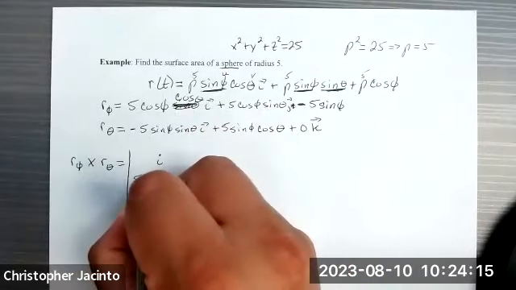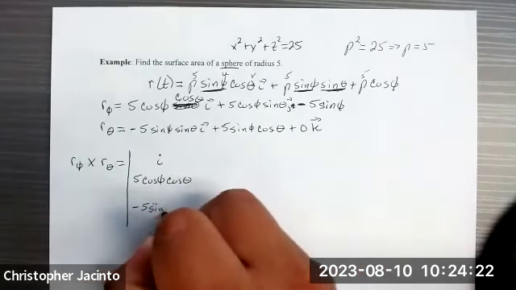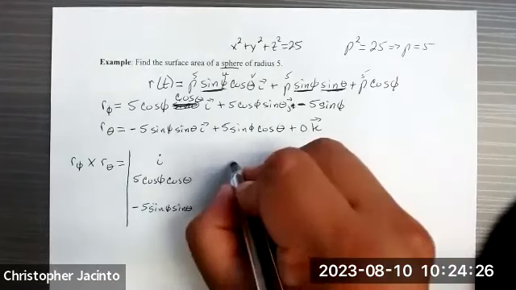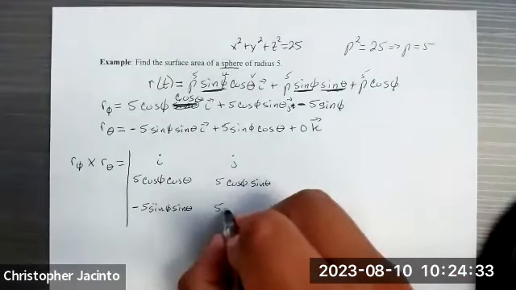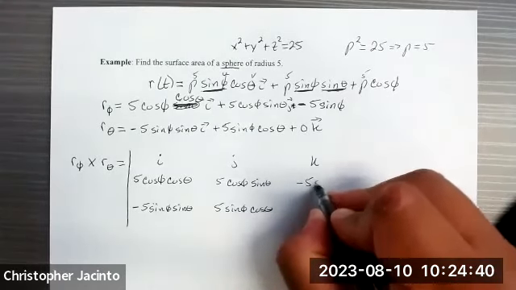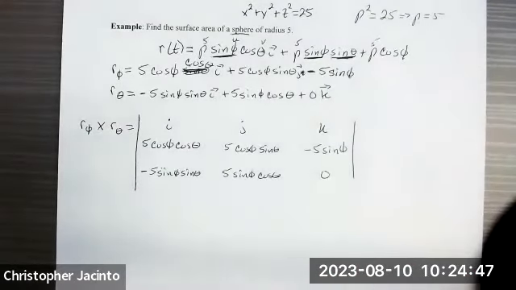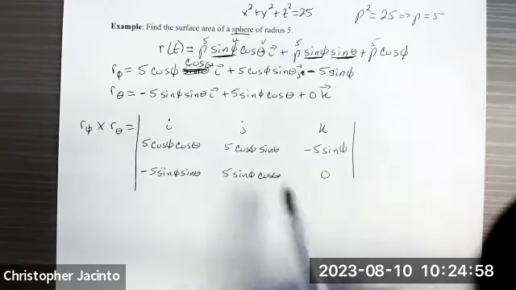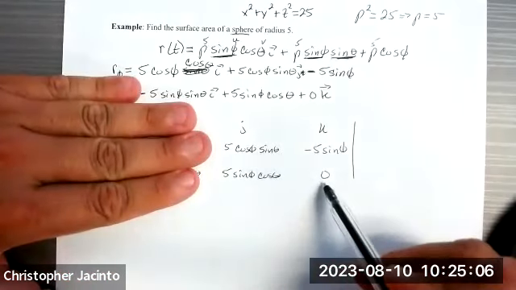So it's going to be 5 cosine, cosine, negative 5 sine, sine, 5 cosine, sine, 5 sine cosine, and then k. Okay. All right. That times that is gone.